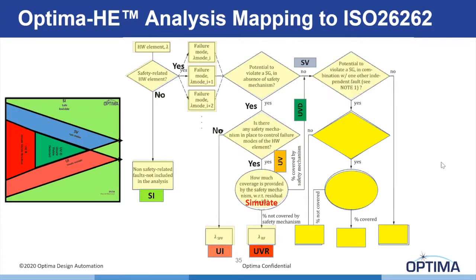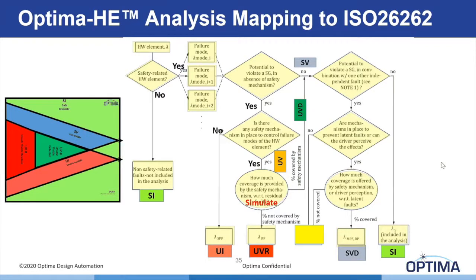So this UVD and SV becomes the multi-point faults. So these multi-point faults are further analyzed. If they are not affecting any safety goal, they become SI. If they affect, then again you have to check whether a safety mechanism is present. This is a secondary safety mechanism you are talking about. If yes, then it becomes the SVD or multi-point detected. If no, it becomes SV undetected.